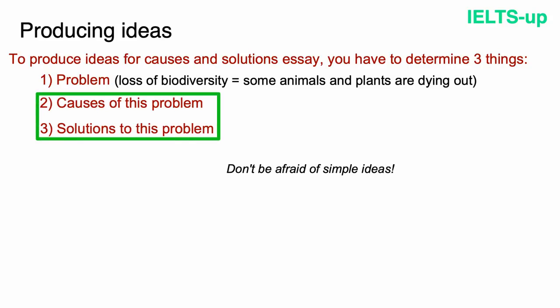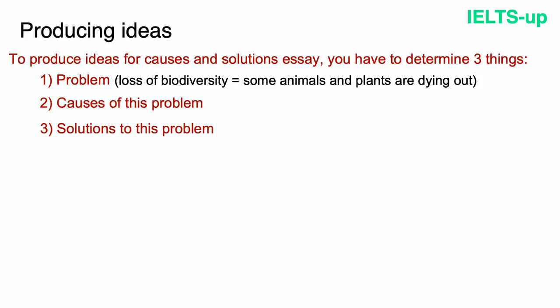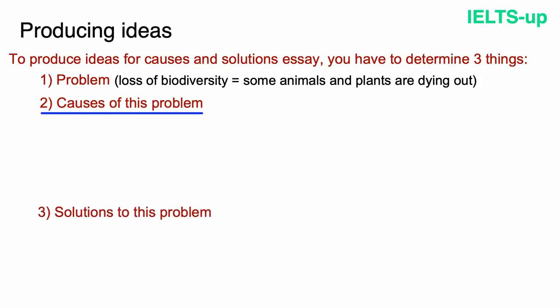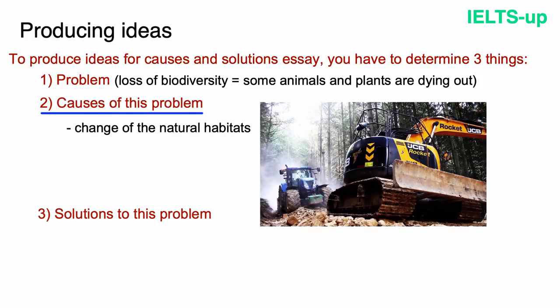Don't be afraid of simple ideas. Remember, getting a high score means writing simple things well. Here are some basic ideas that may come to your mind. Causes. Why animals and plants are dying out? So the first one is change of the natural habitats. When humans artificially transform the environment, like build roads, houses, etc., they destroy animals' natural habitat.